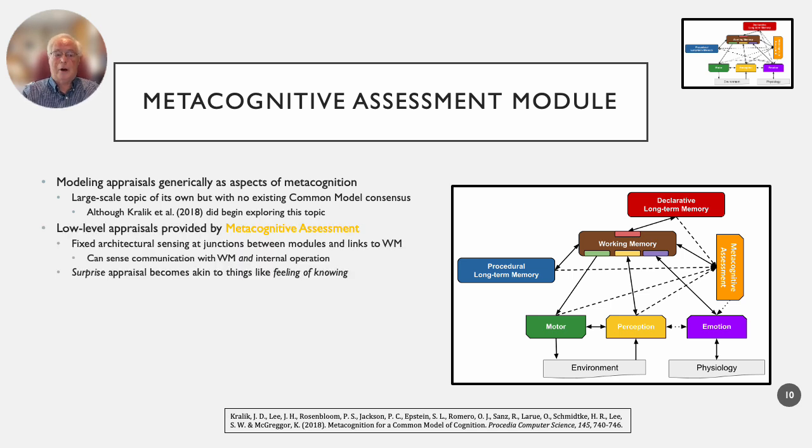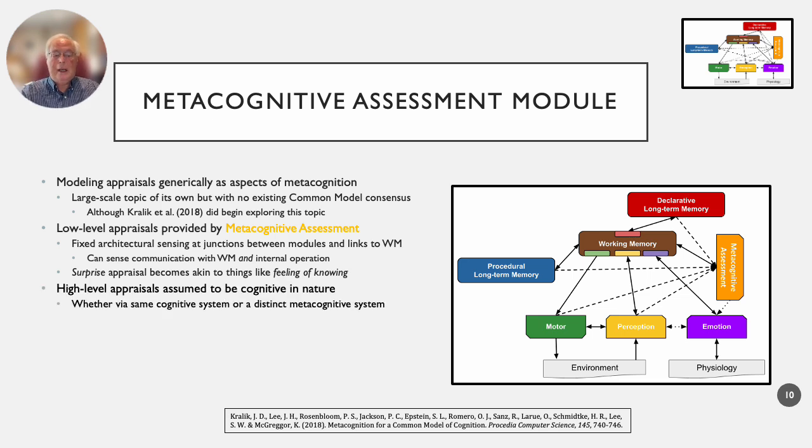Low-level appraisals here are provided by this metacognitive assessment module, based on fixed architectural sensing at junctions between modules and links to working memory. So it can sense communications with working memory as well as the internal operation of modules. This is analogous to what was going on with the arrows coming out of the emotion module. So for example, an appraisal like surprise or familiarity becomes akin here to things like feeling of knowing from the traditional metacognitive literature.